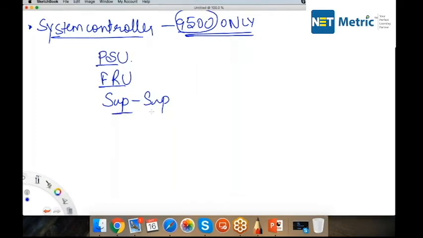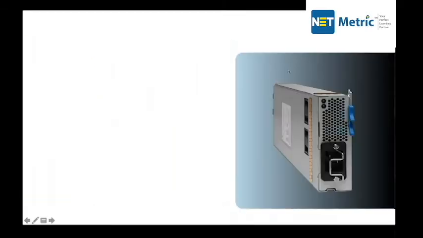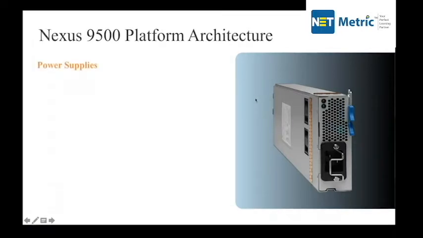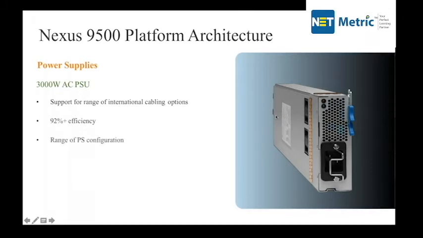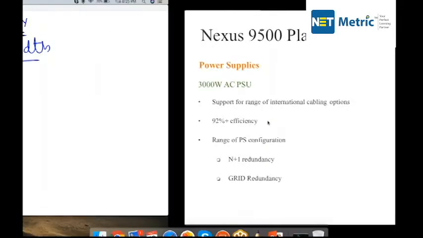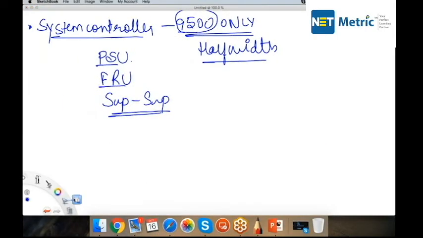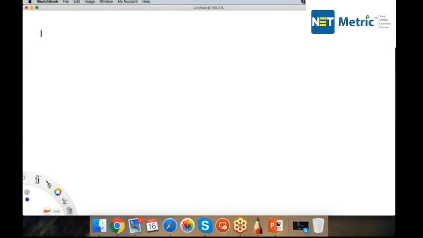The next one is something called the system controller. Please make note, this particular module, which is the system controller, is only present on the 9500 modular switches. System controller is not present on any other modular switch.